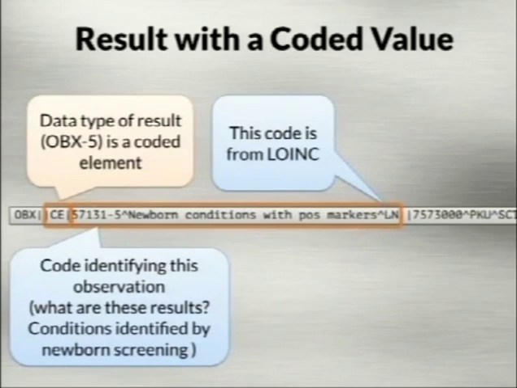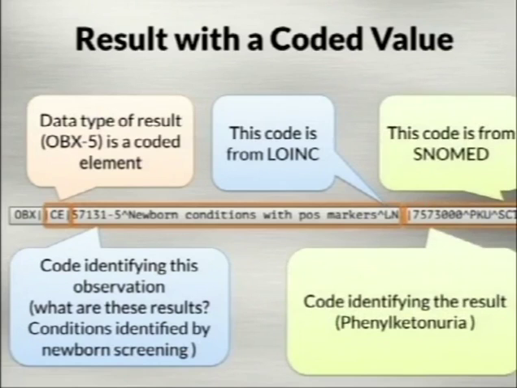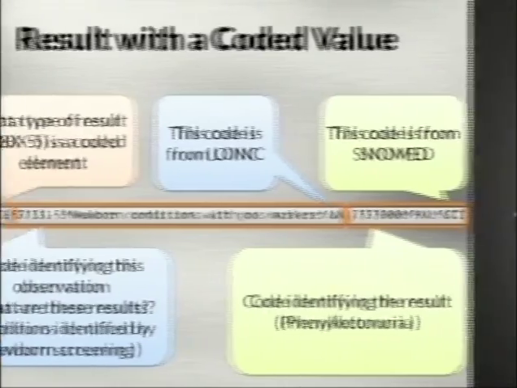And then if you look over in OBX5, you'll see that that result is a code drawn from SNOMED for PKU. And so here you see the question being identified with a LOINC code, the answer or the value being identified with a SNOMED code.